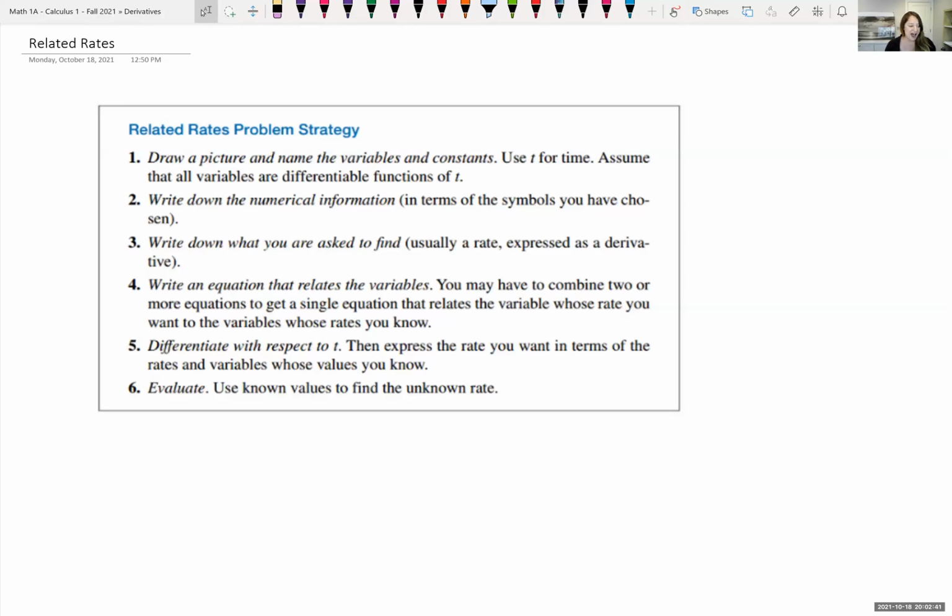We are now looking at related rates and how to solve related rates. These are all going to be applications. I think all of the ones that we're dealing with are dealing with time. So before I even go through these strategies, let's just think about an application.